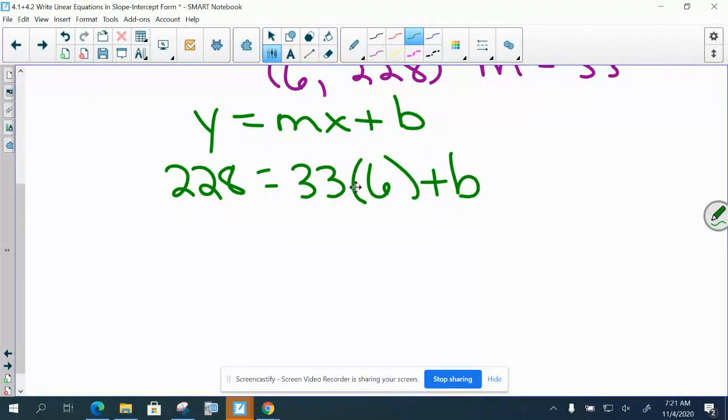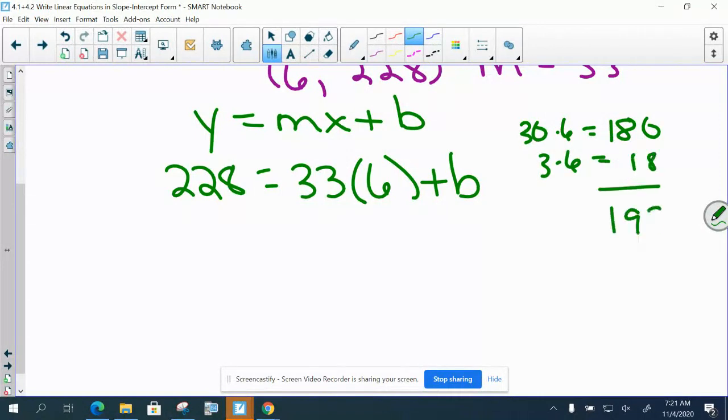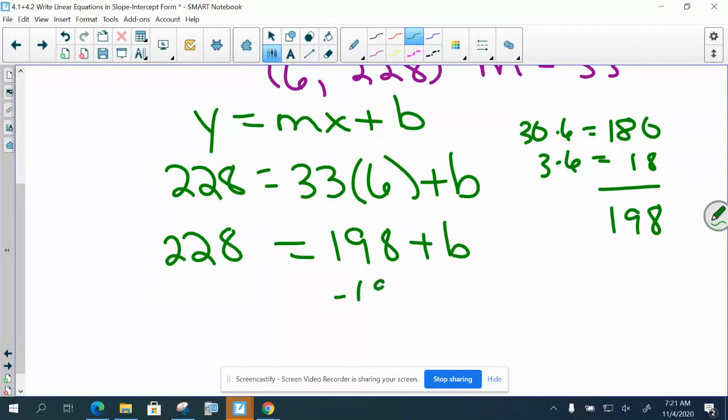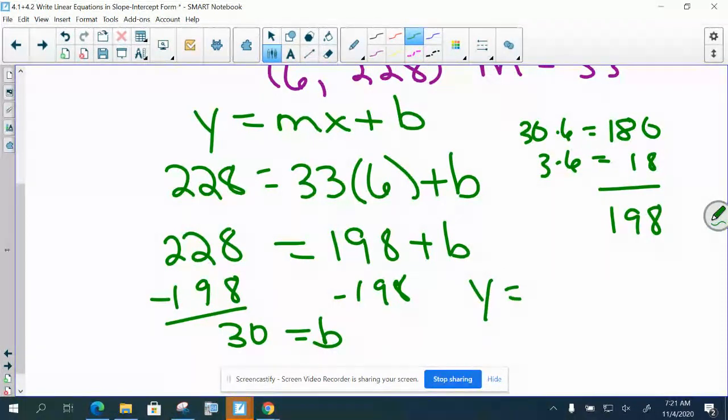33 times 6, well, 30 times 6 is 180. We're doing some mental math here. And then 3 times 6 is 18. So if you add those together, you would get 198. So 228 equals 198 plus b. Subtract 198 on both sides, and you get 30 equals b. So then your equation would be y equals 33x plus 30.